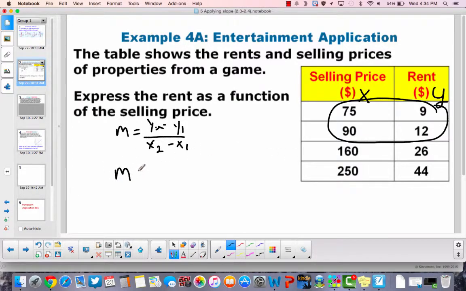So we say m is equal to 12 minus 9 over 90 minus 75. 12 minus 9 is 3. 90 minus 75 is 15. So my slope is 1/5.